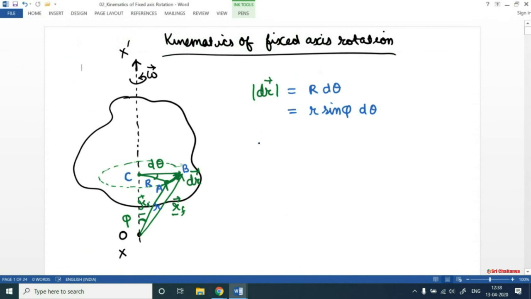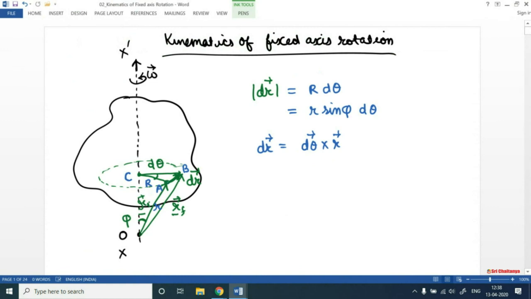Okay, and if we wish to write it in vector form, we can write it as d theta cross r, because the magnitude of it would be r sine phi into d theta, or r d theta into sine phi over here. So this is it in vector form. Let's look at its direction also.